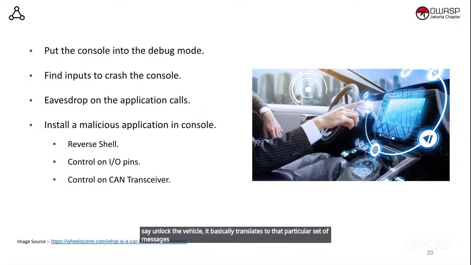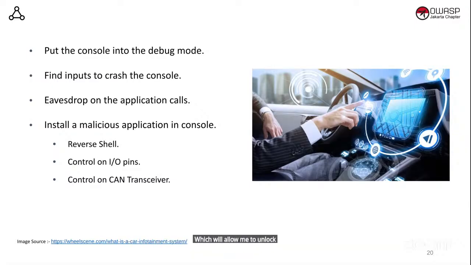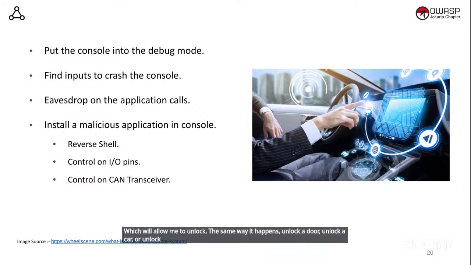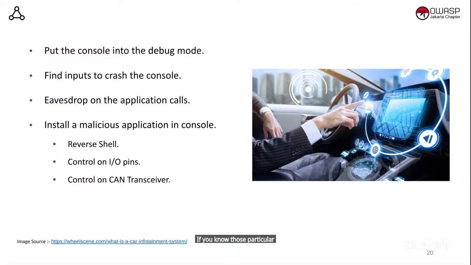Okay, when I say unlock the vehicle, it basically translates to that particular set of messages which I should be knowing, which will allow me to unlock. The same way it happens: unlock a door, unlock a car, or unlock the engine, or start the engine. Everything happens on a set of particular packets. If you know those particular packets, then definitely you can go and replay them.